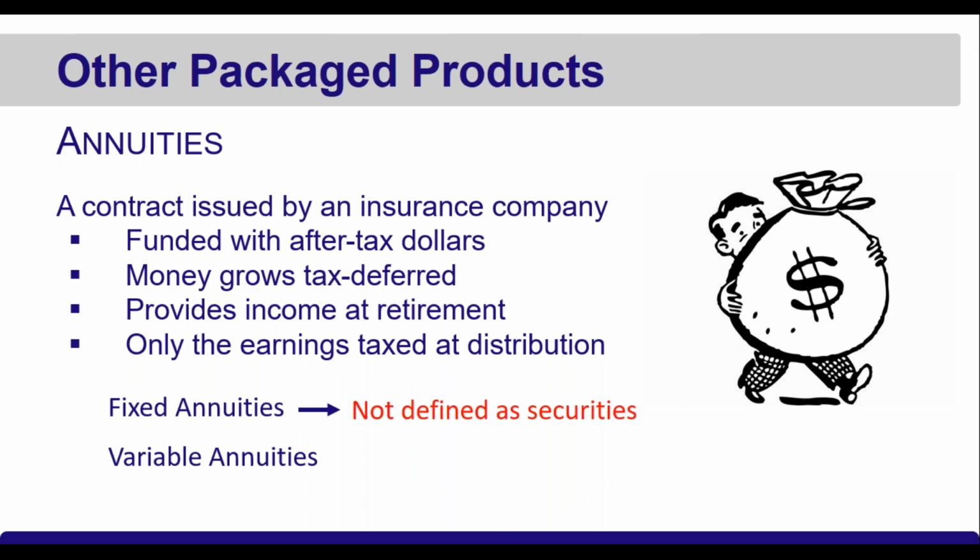Fixed annuities, you would need just an insurance license to work with those. But if you're going to be working with variable annuities, variable life insurance, anything with the word variable, variable means it's a security. And so you'd have to have a securities license to be able to work with the annuities as well as the insurance license.